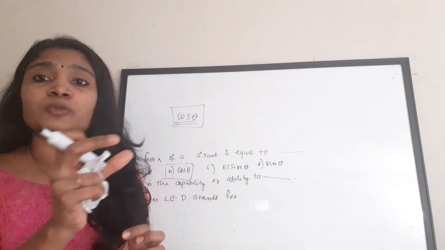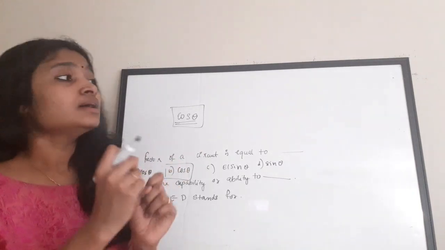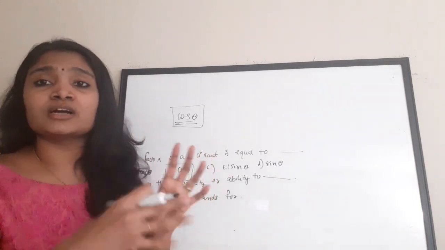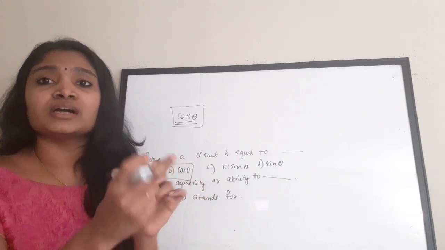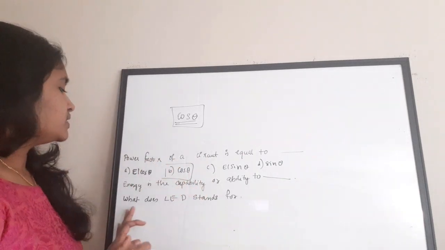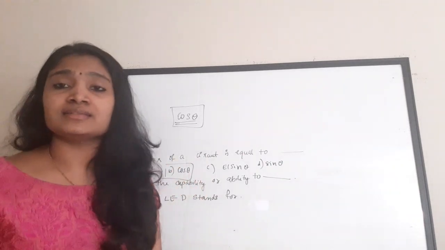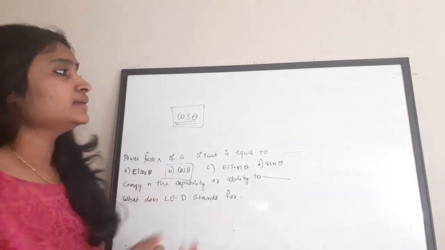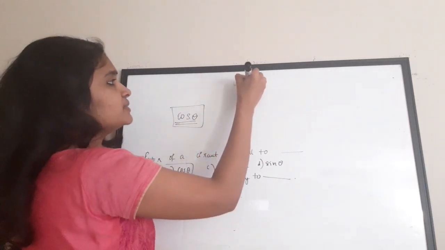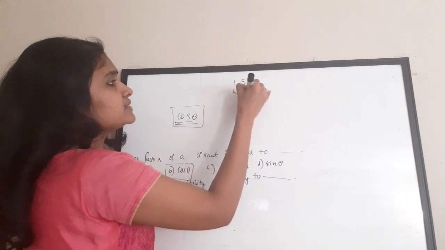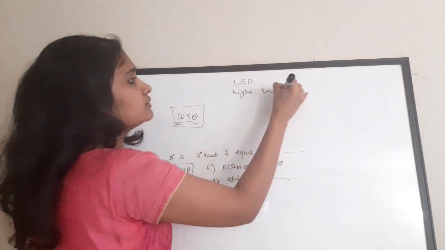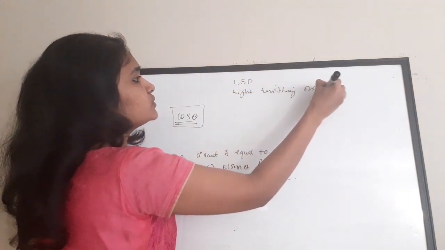Some of the important areas are there. From each, you don't have to mug up all the theories. You have to pick out these important points. Okay. So what does LED stand for? LED is nothing but light emitting diode. LED is light emitting diode. So everybody knows this.